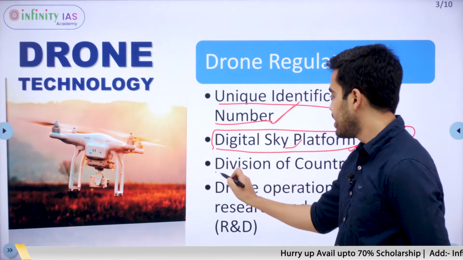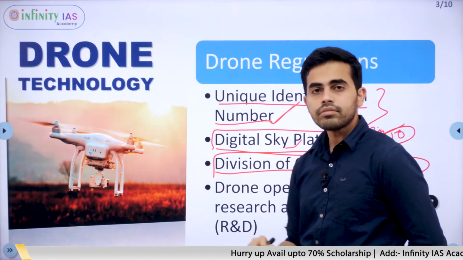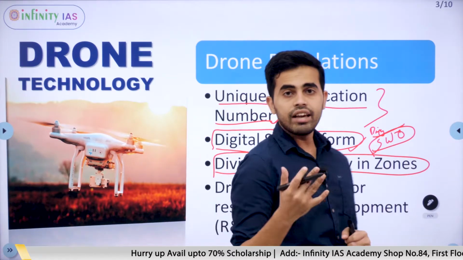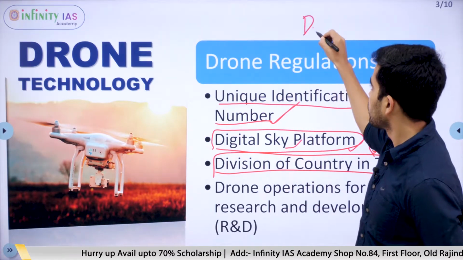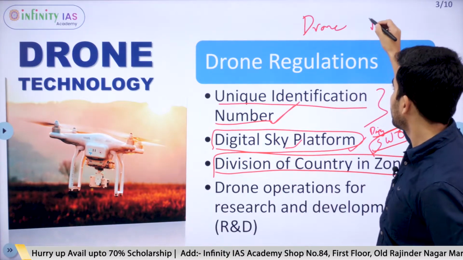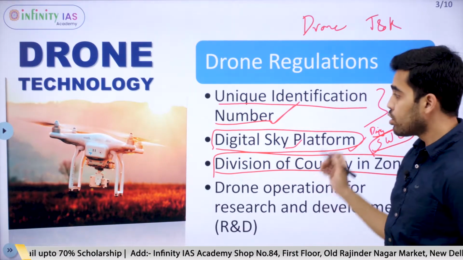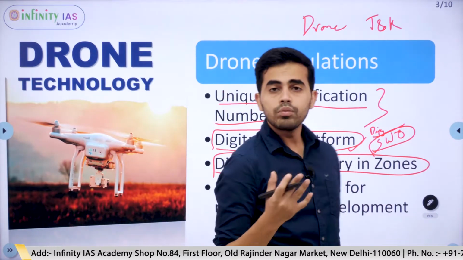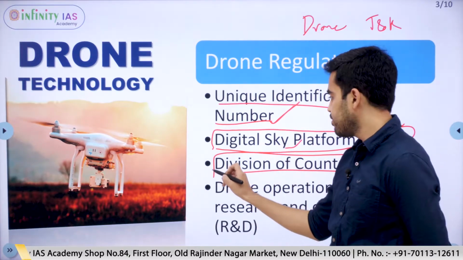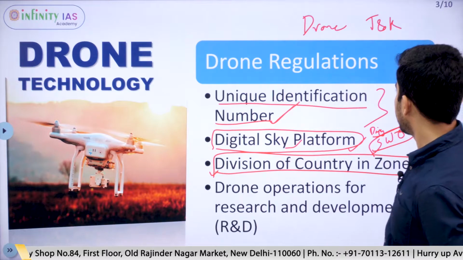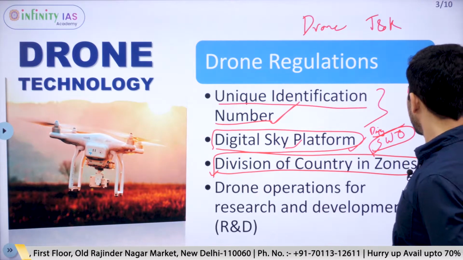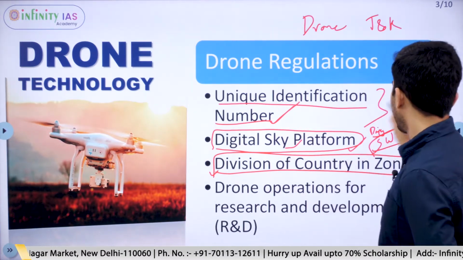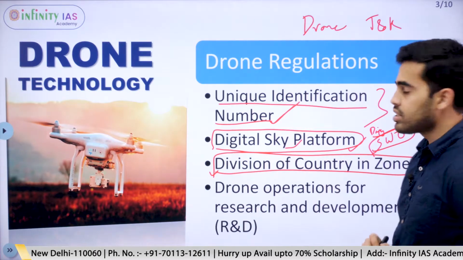Next, there is the division of the country into zones. We know that drones have many challenges associated with them. For example, there was a drone attack in Jammu and Kashmir recently. Drones can also be used for attacks or disturbing law and order. To prevent that, the country has been divided into 3 zones: green, yellow and red.